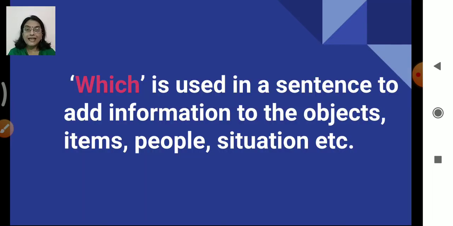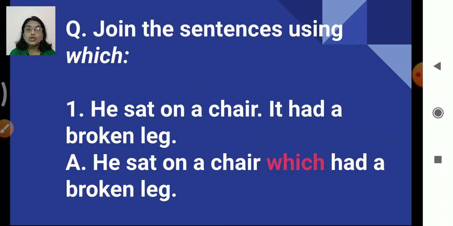Now, before we do the next exercise, the word which. Okay, now it is used. Why is it used? Where is it used? It is used in a sentence to add information to the objects, items, people or situation. So it gives us more information about what we are talking about. Now let's see. Join the sentences using which.